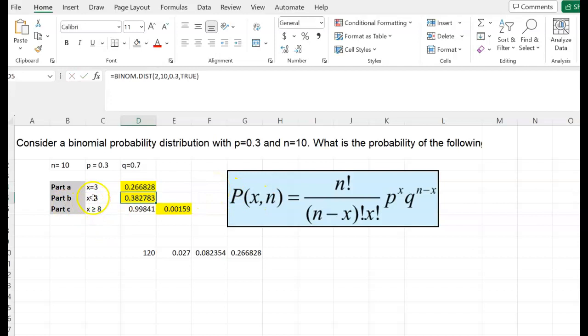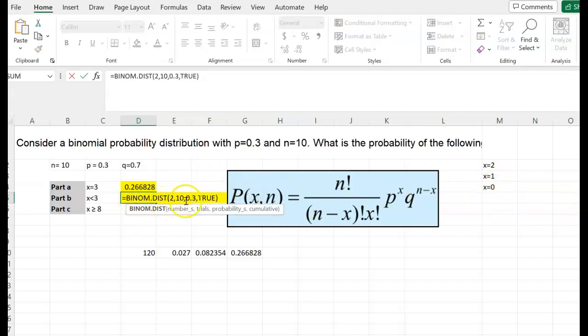Now for the probability that x is less than 3, x could equal 2, x could equal 1, and x could equal 0. So you would have to do this formula for each of these, 2, 1, and 0, and then add those together once you plug in the formula. We could do this, but it would be time consuming, so you would definitely want to use the binom.dist formula.